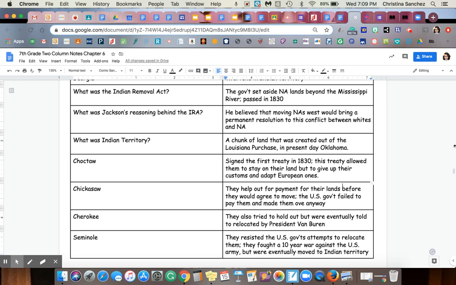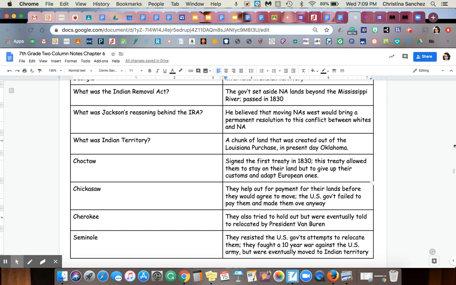And then you had 4 different Native American groups, and you had to analyze how they were forced off their land. So the first group would have been the Choctaw, and you should have found that they signed the first treaty with the U.S. government in 1830, and this treaty allowed them to stay on their land, but to give up their customs and adapt European ones. And I told you this before, that a lot of Native Americans, in order to stay where they were originally from, adapted a lot of white ways, so to speak.